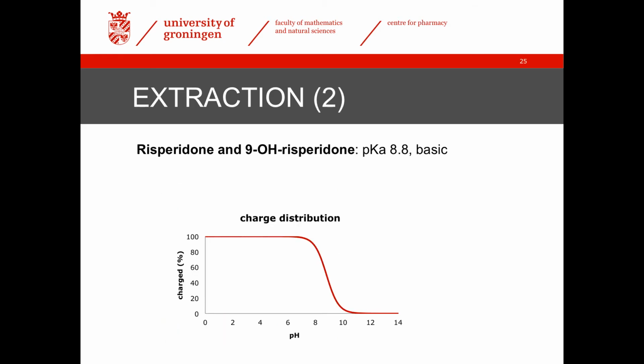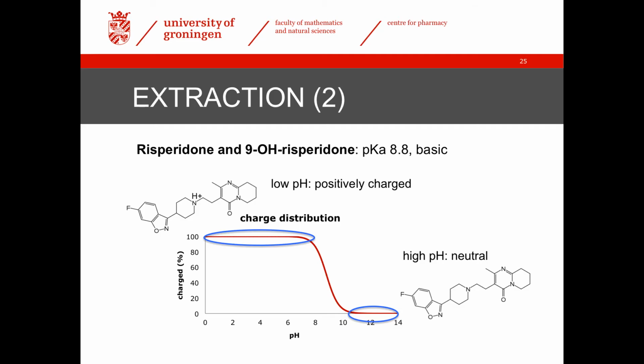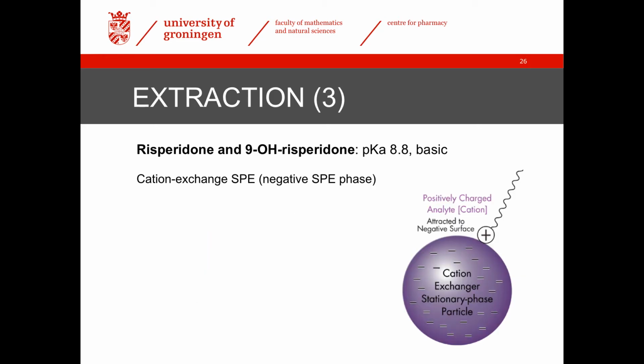Here you see the charge of both risperidone and 9-hydroxyrisperidone as a function of sample pH. At a pH above 10, all risperidone molecules are neutral. At low pH, below around 7, they are all positively charged. We can use this to extract the analytes by a negatively charged SPE phase or cation exchange phase, which attracts the positively charged analyte ions.